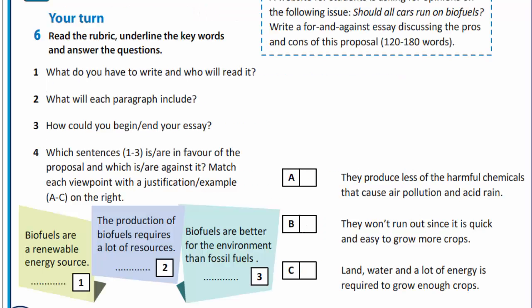In exercise 6, you are to read the rubric again, underline the keywords and answer the questions. A website for students is asking for opinions on the following issue. Should all cars run on biofuels? You are to write a for and against essay discussing the pros and cons of this proposal. You are to write more than 120 words.